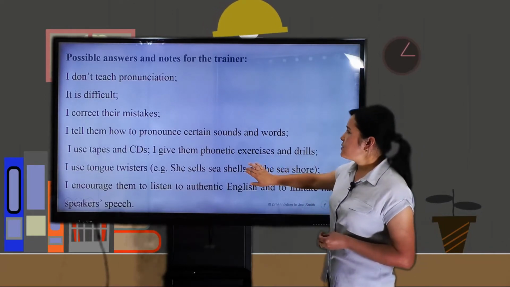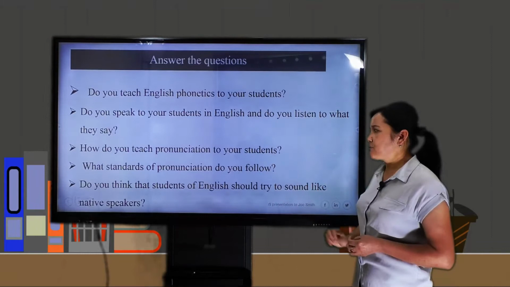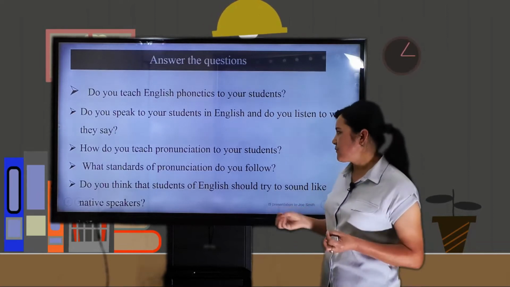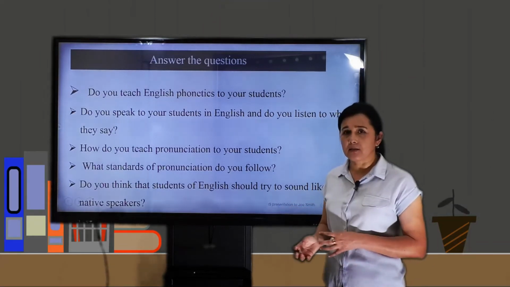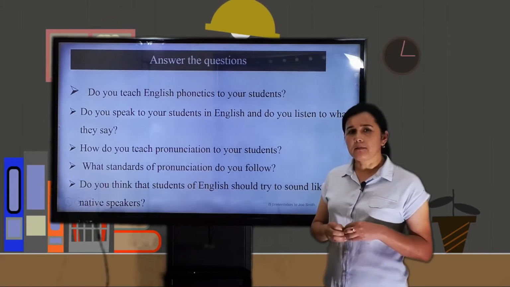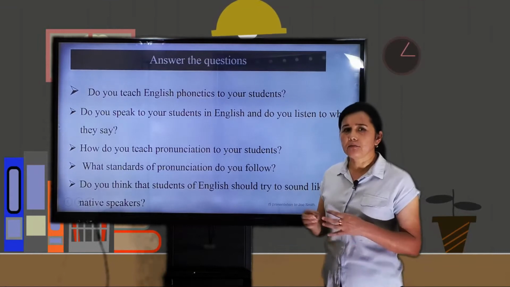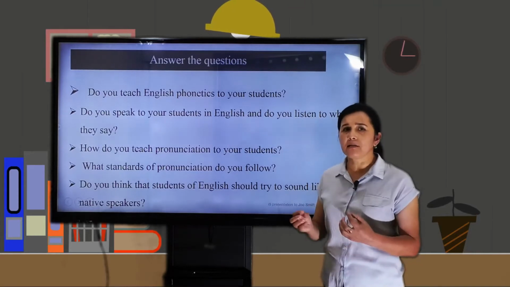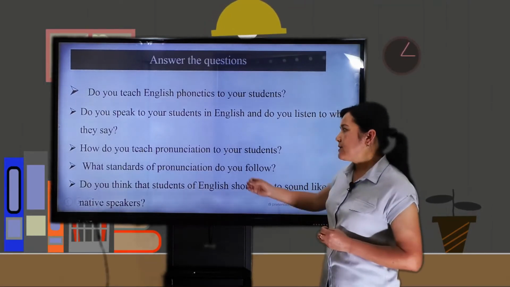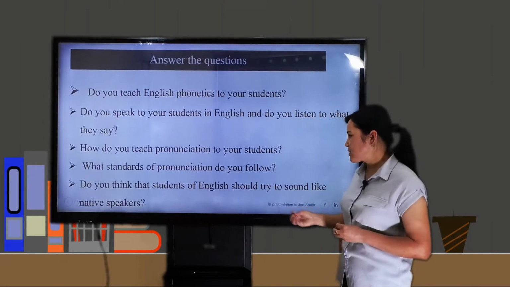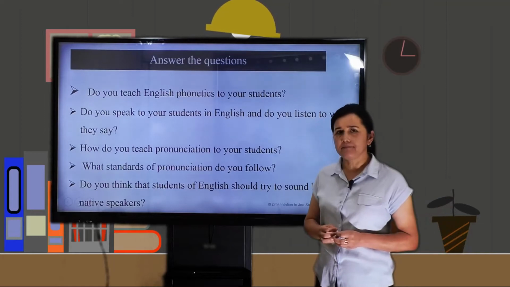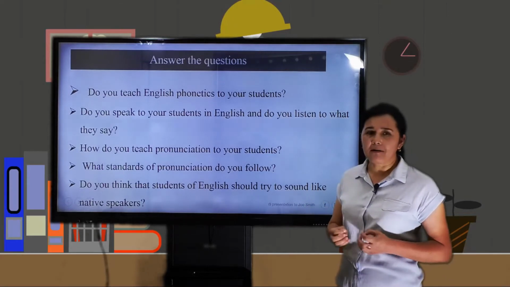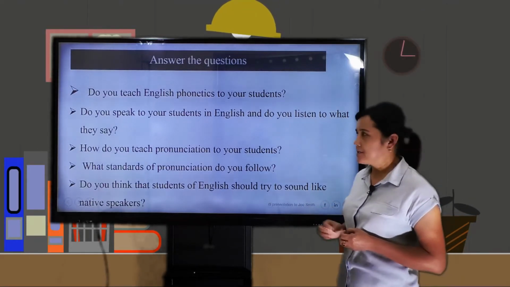And there were two more questions. What standards of pronunciation do you follow? Basically, there are two kinds of standards of English, British English and American English. Obviously, we teach British English, but our students should know the differences between British and American English, because in real life, American English is mostly used. And the last question is, do you think that students of English should try to sound like native speakers? Yes. At least they should try to sound like native speakers.